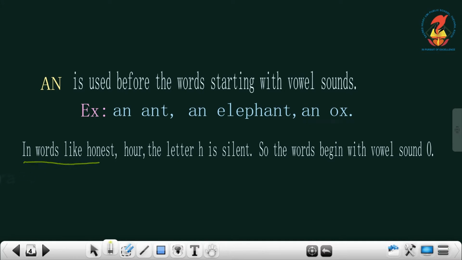In words like honest, the letter H is silent. So the word begins with the vowel sound O. Once again, in words like honest, the letter H is silent, so the word begins with the vowel sound O.